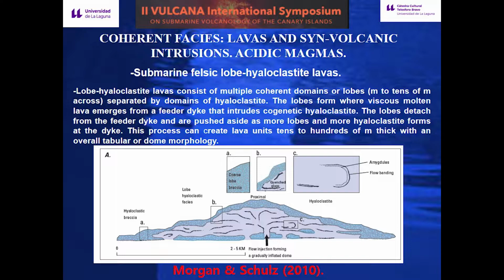Lobe hyaloclastite lava consists of multiple coherent domains of lobes, meters to tens of meters across, separated by domains of hyaloclastite. The lobes form where viscous molten lava emerges from a feeder dike that intrudes cogenetic hyaloclastite. The lobes detached from the feeder dike are pushed aside as more lobes and more hyaloclastite form at the dike. These processes can create lava units tens to hundreds of meters thick with an overall tabular or dome morphology.